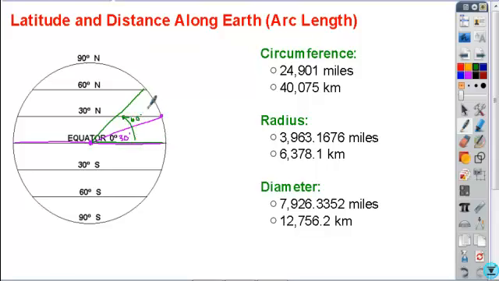These are also called parallels. So a latitude of 30 degrees means it lies on the 30th parallel, and 60 degrees, the 60th parallel.